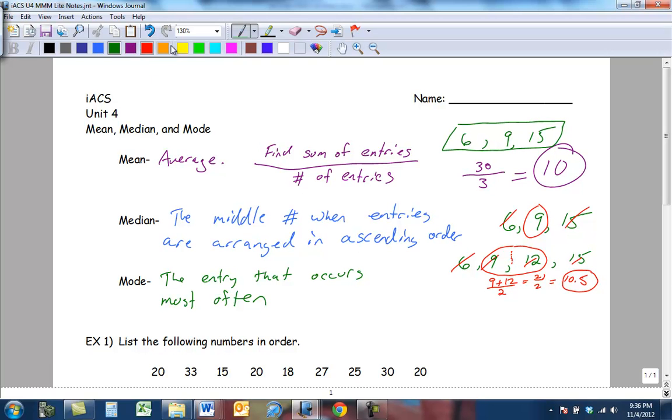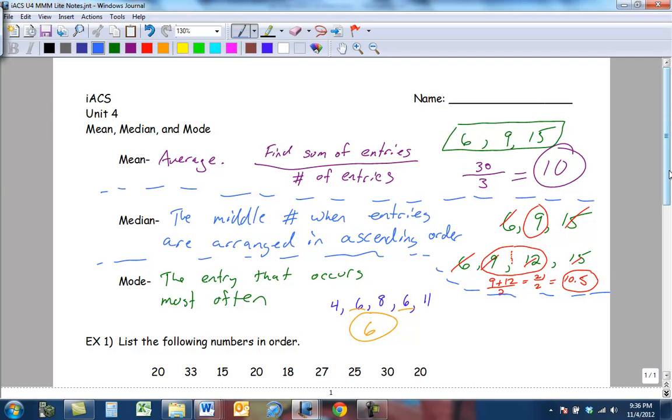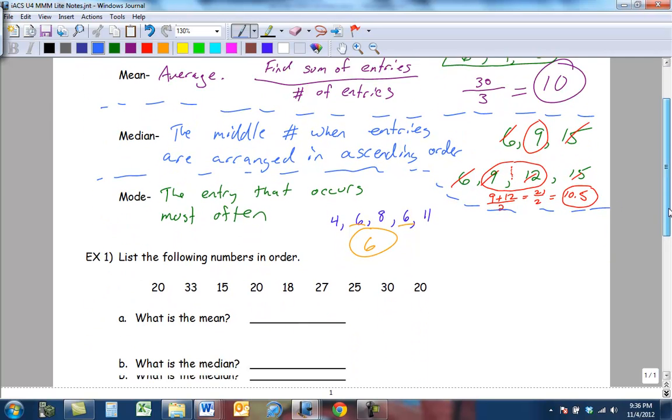But if we had something like 4, 6, 8, 6, 11, there's 5 numbers here. Each one of these happens only one time except for 6. So the mode would be 6 in this case. All right, so these notes aren't the clearest. Sorry, y'all, but we'll do the broad strokes. And we'll iron it out later.